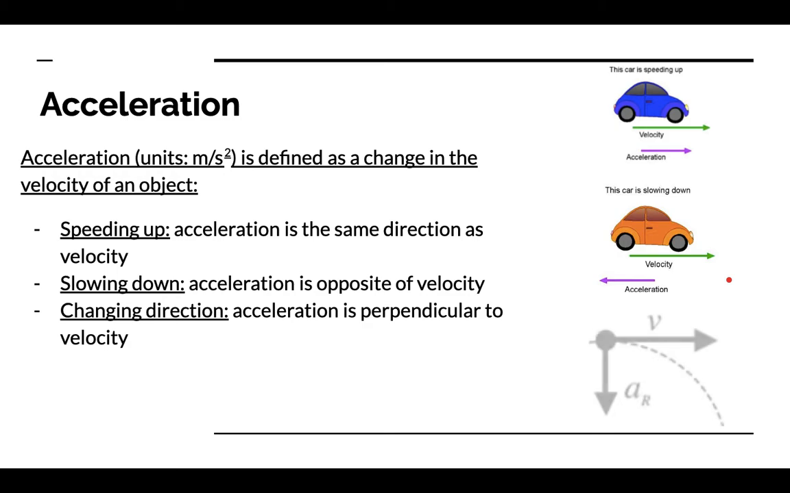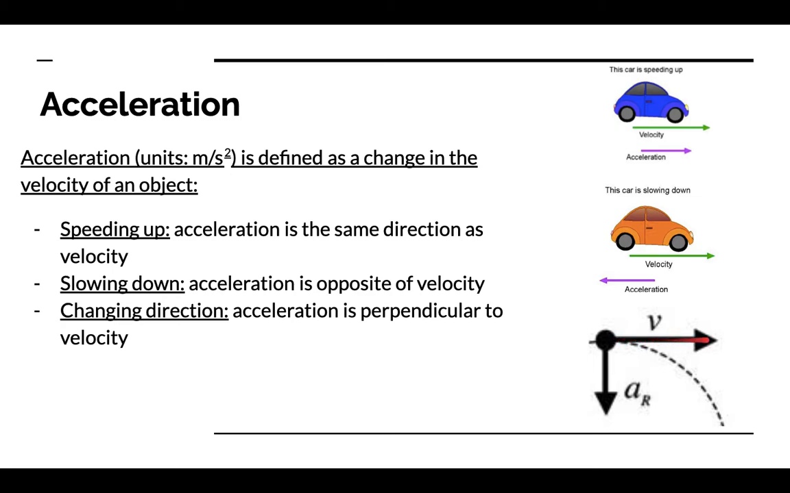And then lastly, if we have a change in direction, the acceleration is going to be perpendicular to the velocity. Acceleration will always be perpendicular to the velocity when we're changing direction. The idea here is that our object wants to head on a straight line. We'll learn this is called Newton's first law. We call it the law of inertia. Objects tend to want to head on straight lines at a constant speed or constant velocity.